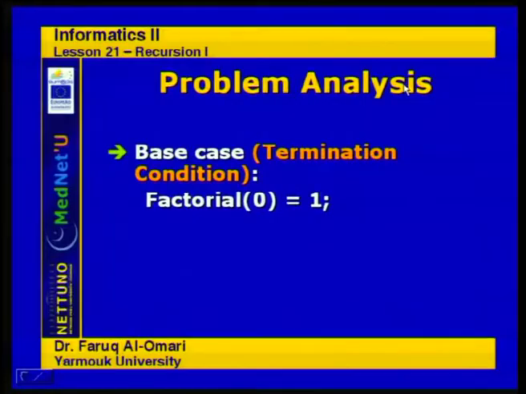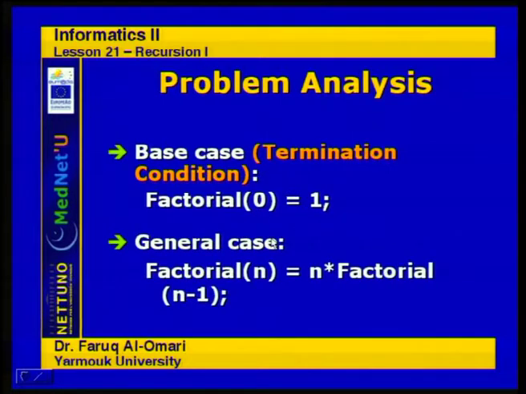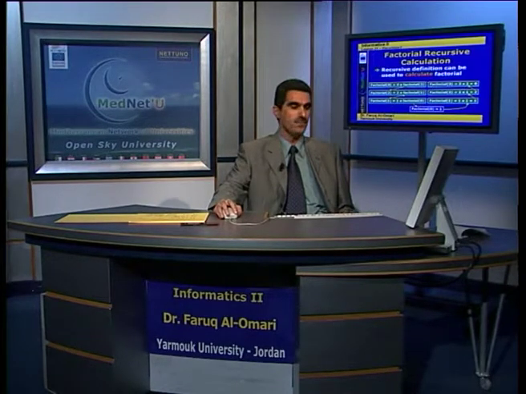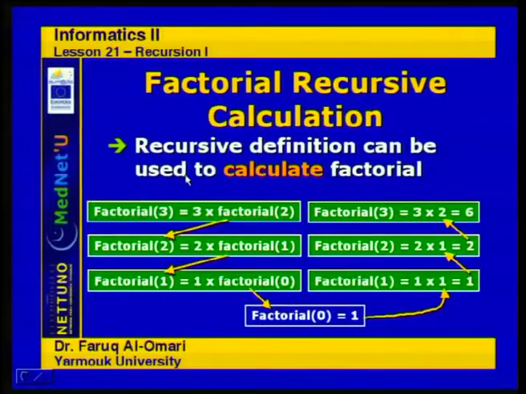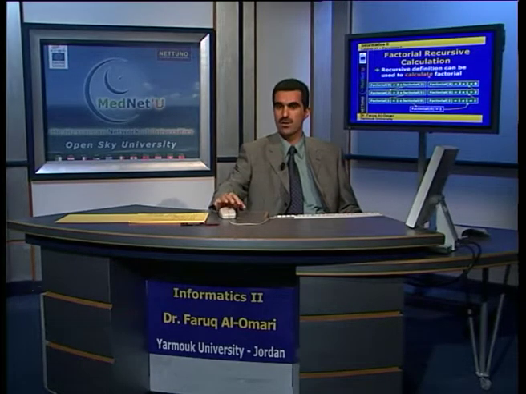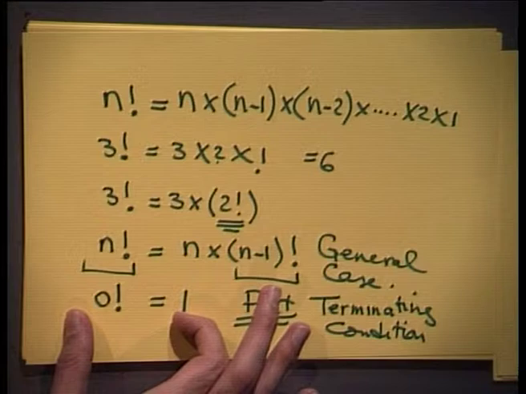So we have first to analyze the problem, and that's basically what we have talked about. I have to find first the base case or the terminating condition, and that's the case of factorial of 0 equals 1. And then the general case, which is factorial of n equals n times factorial of n minus 1. This is basically the analysis. Okay, calculation. The recursive definition can be used to calculate the factorial, because I have a general case, which reduces the size of the problem from n to n minus 1, and then to n minus 2, and so forth. And I have a terminating condition, which doesn't need any kind of recursion to perform it.